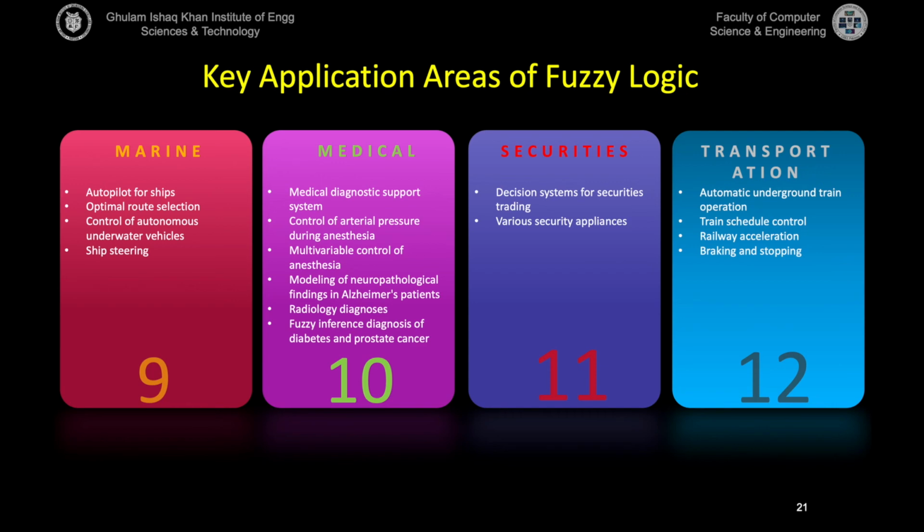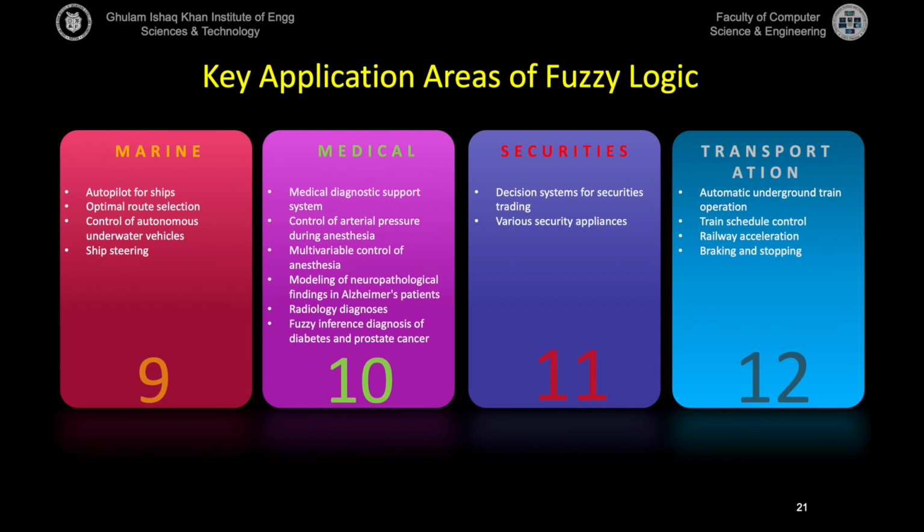It has been used in the security department as well. So it's used for decision systems for securities trading. It is used for various security appliances as well. And we might ask GIK to use it for controlling or managing the security of the department as well. It's actively used in transportation, where it's automatic underground train operation, for example. It is used for train schedule control. It is used for railway acceleration. It is used for braking and stopping of trains and other transportation as well.